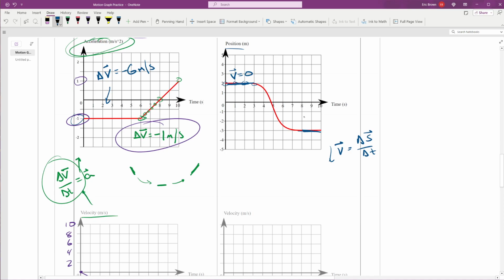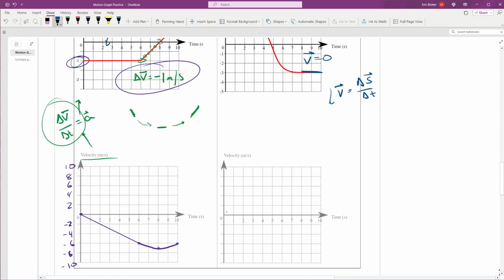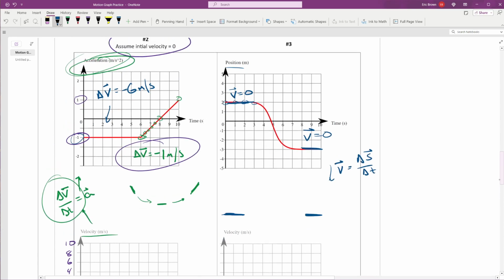Same thing down here. I end at a velocity of 0. That would be a good one to just do right away too. So I'm just thinking about overall what happens. Start at 0 velocity, end at 0 velocity. So this graph is going to start something like this and end something like this. And I just got to figure out what happens in between.